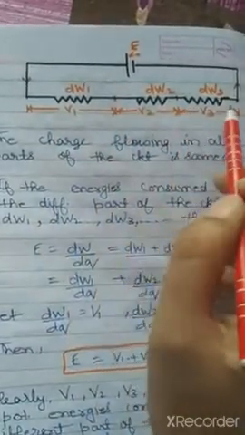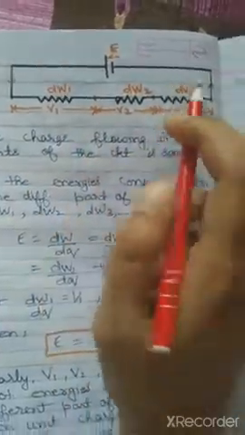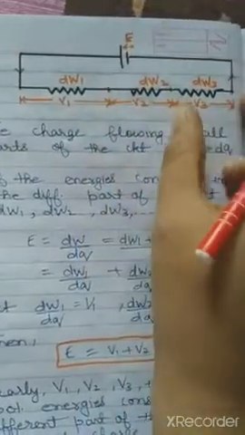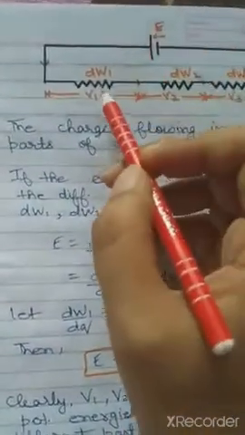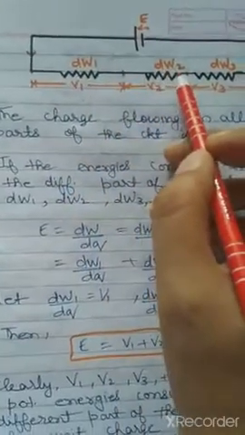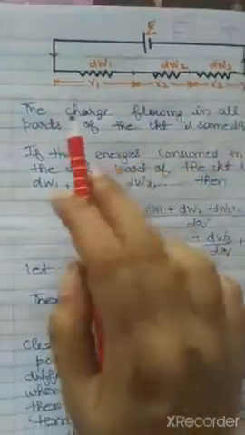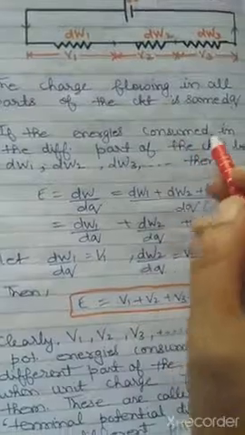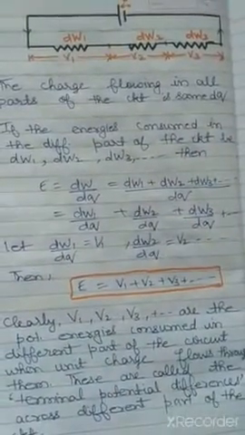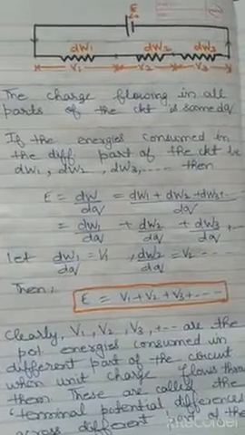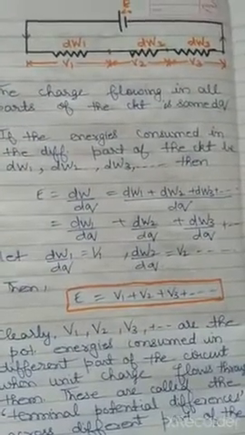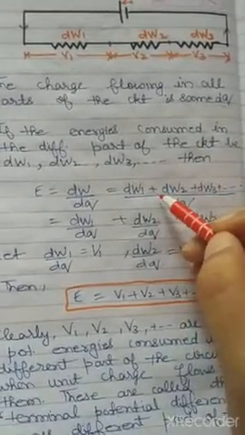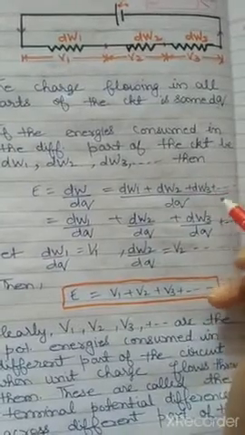There will be 3 terminals in which there will be a different potential difference. So across this it is taken as V1, across this one it is taken as V2, across this it is taken as V3. The small work done across this one is dW1, across it is dW2, and across it is dW3. So the charge flowing in all the 3 will be the same, that is dQ. Now the energy consumed in the different parts of the circuit will be the work done. So it will be dW1, dW2, dW3, and if there are more, so E will become equal to dW by dQ, and this will be equal to dW1 plus dW2 plus dW3 and so on, upon dQ.